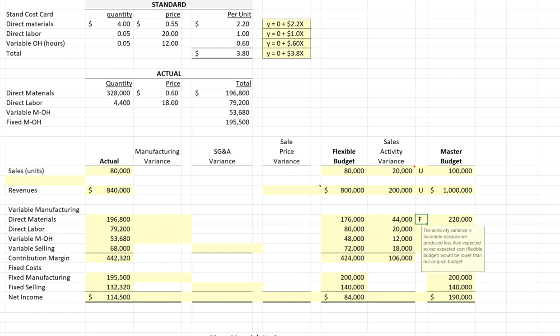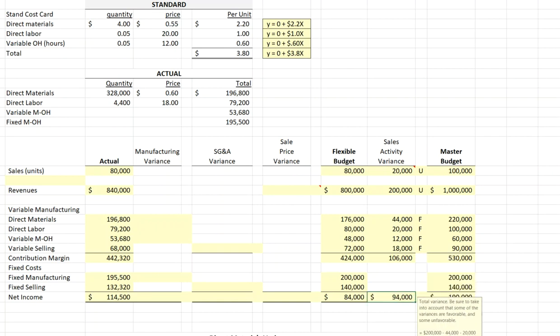We sold and produced fewer units than we would have expected, which results in lower cost, which we interpret as a favorable variance. Again, be careful with that. Had we done nothing, these would have been favorable variances, but overall, not a good thing for the company.